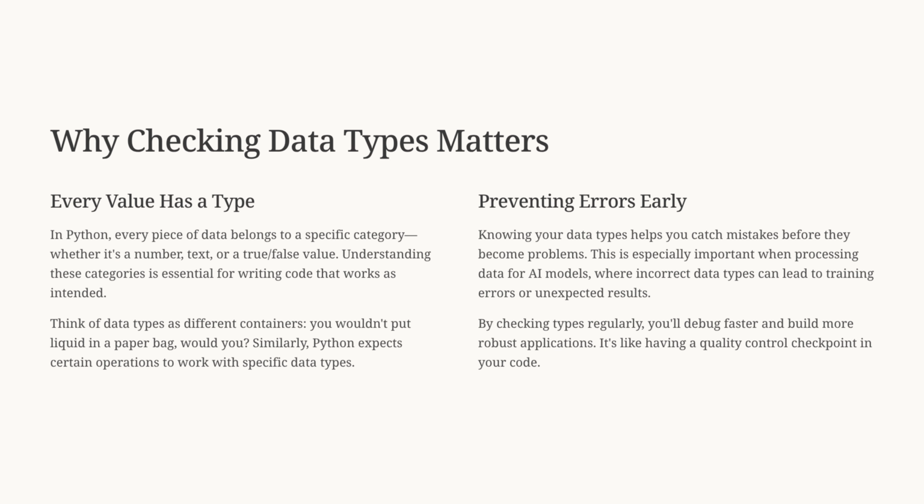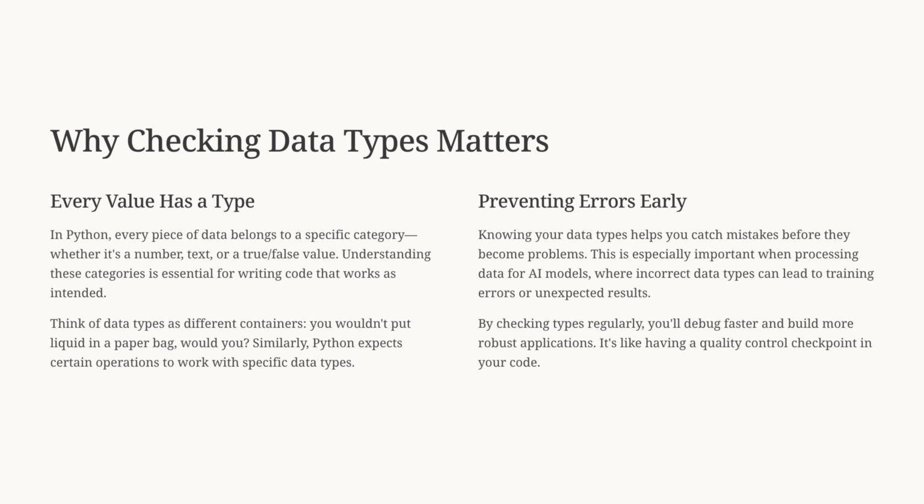Now, let's see why checking data types is such a big deal. In Python, every single piece of data belongs to a type, a number, text, or a true or false value. Knowing this helps Python decide how that data should behave. Think of data types as containers. You wouldn't store juice in a paper bag. The container must match what's inside. Similarly, in Python, operations must match the data type. For example, adding a number to a word doesn't make sense. Just like trying to multiply a paragraph by 2.